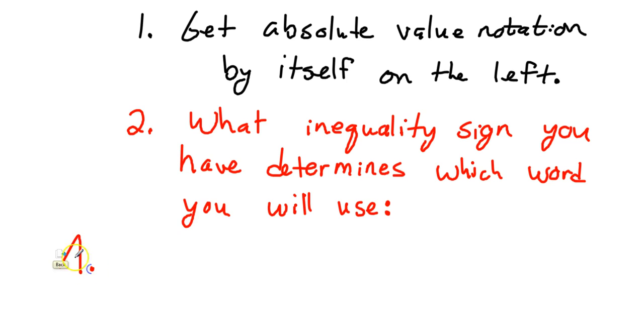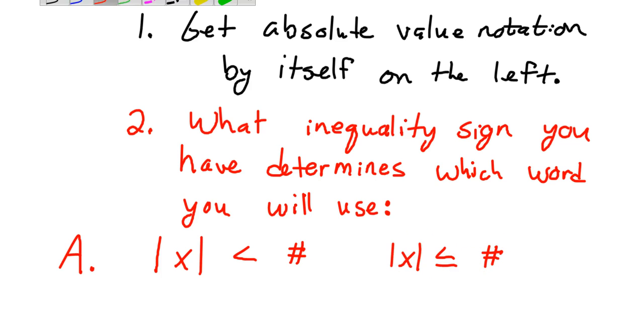So we'll do it in two parts here. If you have absolute value of x less than some number, or again, you could have absolute value of x less than or equal to some number. But the key thing is that you've got a less than in there somewhere.